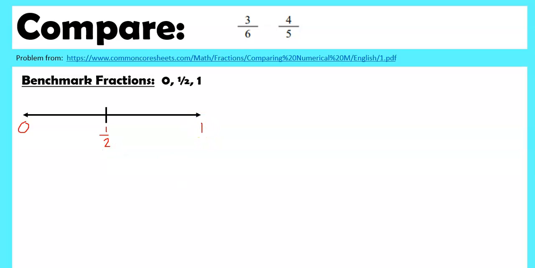Okay, so let's look at our first fraction, 3/6. As we just said, our bottom number, which is called the denominator, determines how many slices of the pizza, or how many slices of the pie, or how many parts of the whole that we have. So we can compare the number 3/6 to the number 0, a half, and 1. We can never have a fraction that is greater than 1 because 1 makes up the whole.